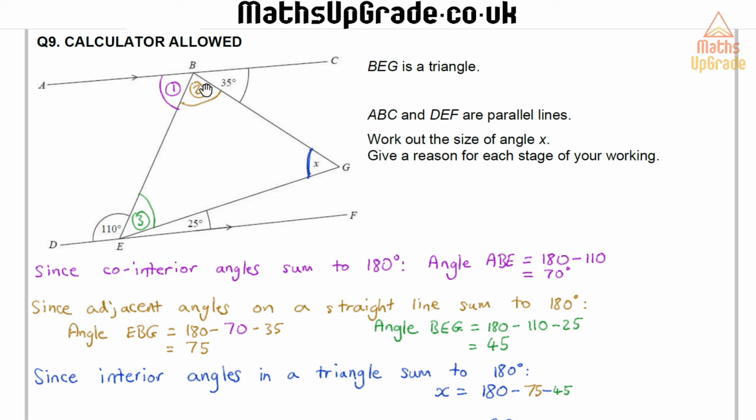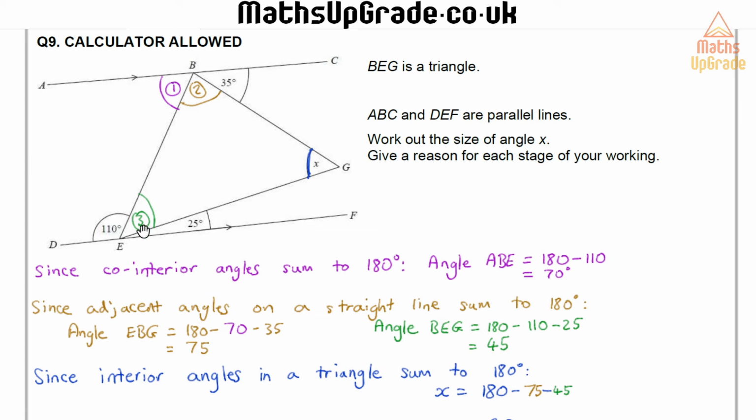Secondly, I'm going to find angle 2. Angle 2, I can find because these three angles are all adjacent on a straight line, and because they're adjacent on a straight line, they would all sum to give 180 degrees. So I can do 180 minus the angle I've just found, minus the angle I'm given here, which would give you the answer for angle 2. So that would be 75 degrees.